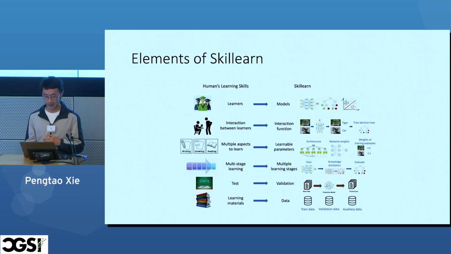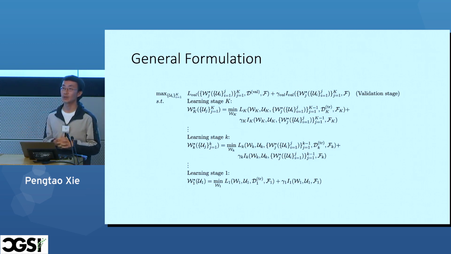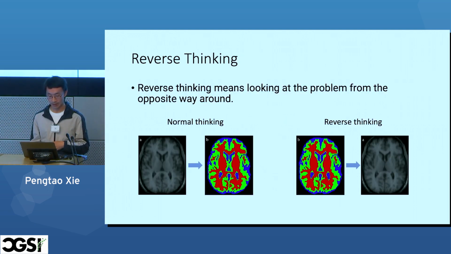Basically, this is a multi-level optimization-based general formulation. We emulate the different learning stages in a human learning technique, such as learning by self-explanation, active recalling, etc. And all these different stages are conducted end-to-end to achieve the overall best performance.